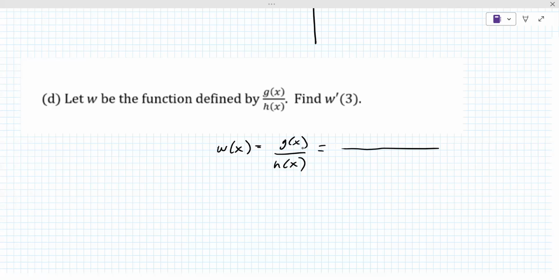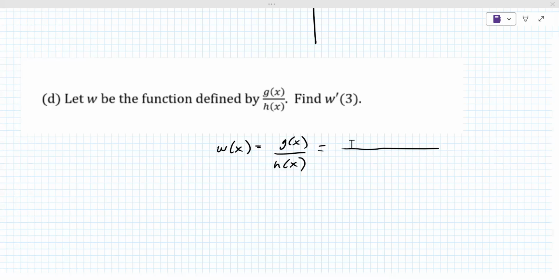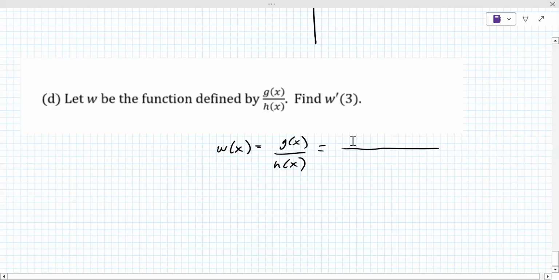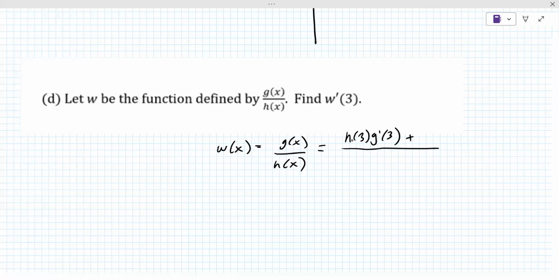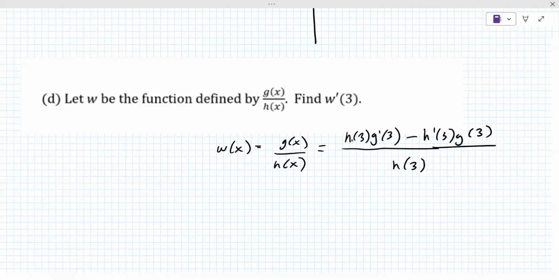Can you bring the chart up? This is nothing to, this is just your product rule derivative. Oh, so I got G prime of 3 times H of 3 minus, yep, minus, and then the opposite, H prime of 3 times G of 3, all over h of 3 squared.